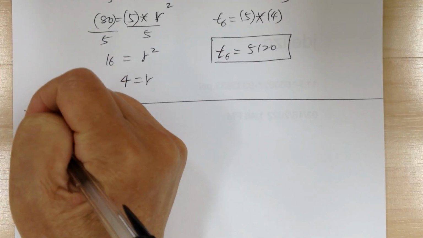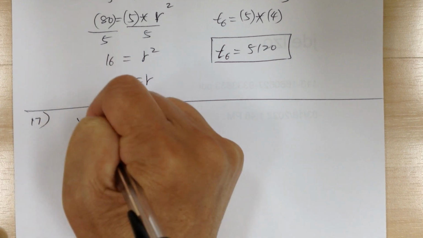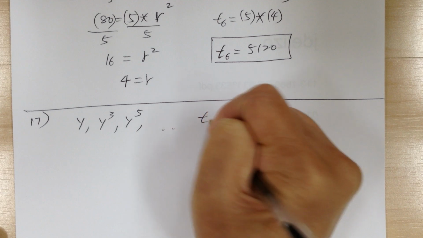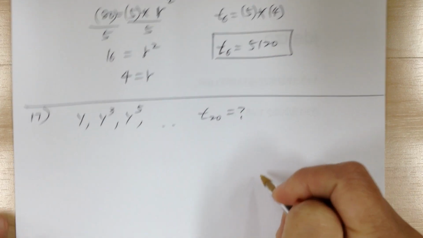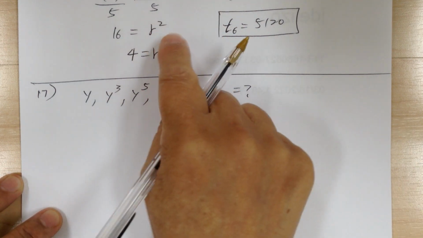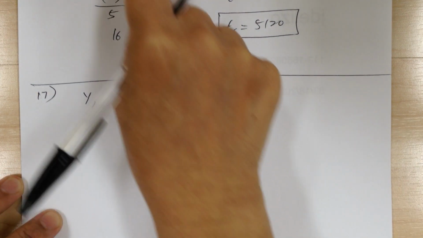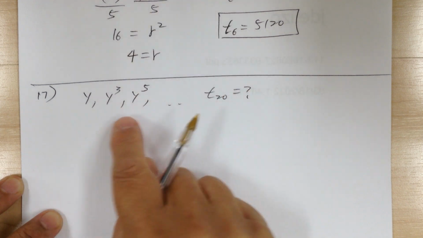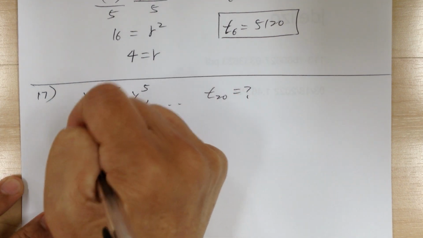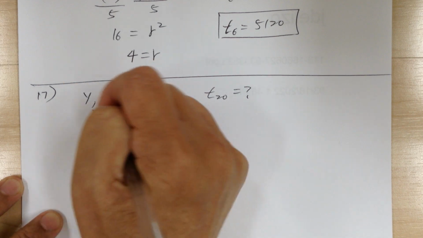Okay, number 17, you have y to the 3, y to the 5, and you're looking for T of 20. Again, when you have consecutive terms, it's fairly easy. You don't need to use a formula to find R. This one is not next to each other, so you have to use the formula, but this one has terms next to each other, so right away you can just use the 2 terms.